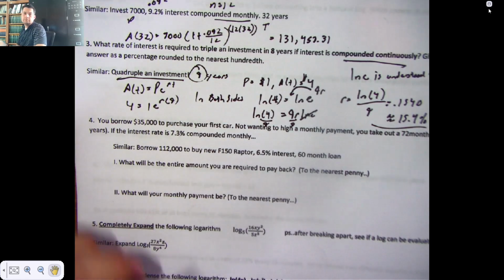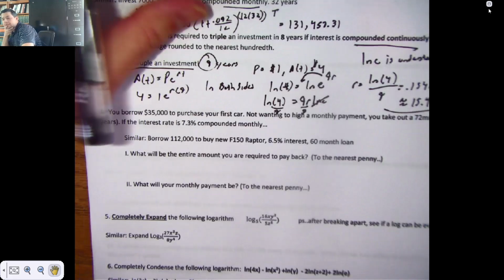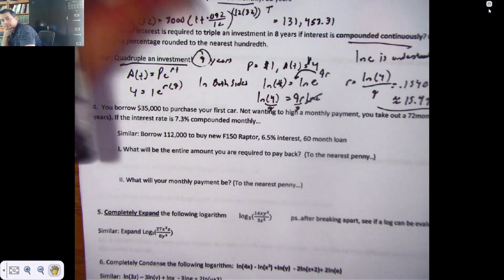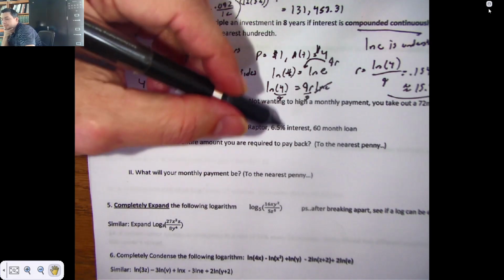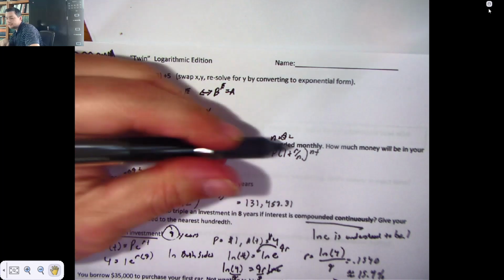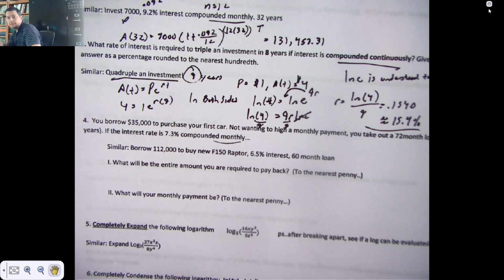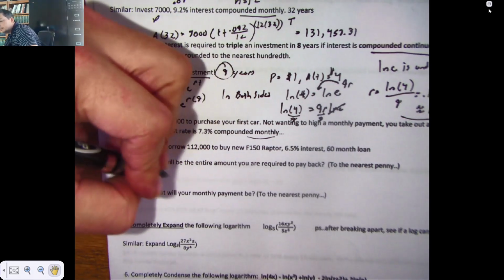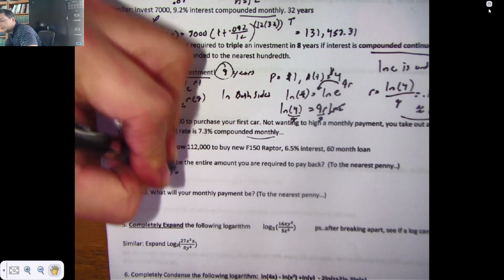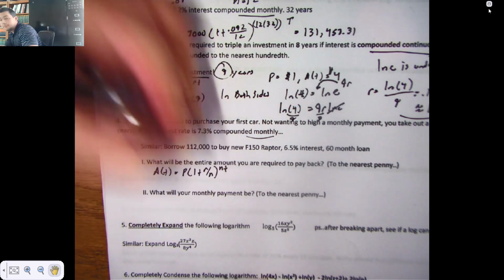All right. In a similar example, you're going to take out $112,000 to buy a new F-150 Raptor, 6.5% interest, 60-month loan. What's the entire amount you're going to be paying back? That's the compound interest formula. It talks about how interest is compounded, monthly, and so forth. So I'm going to write down the formula for compound interest, and I'm just going to plug into that.